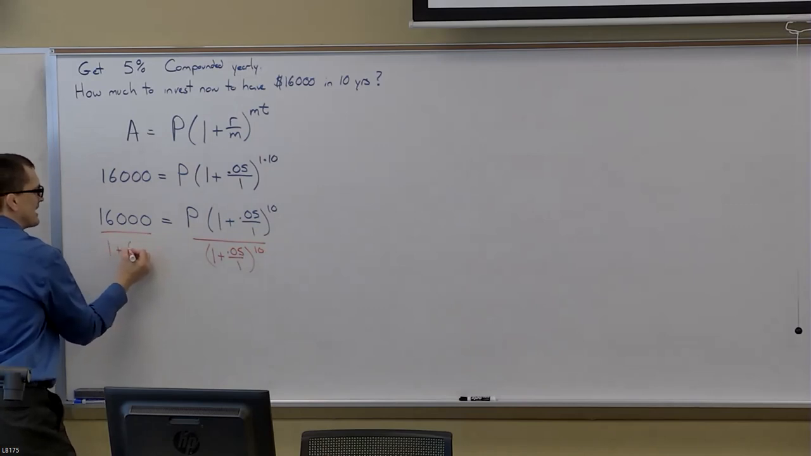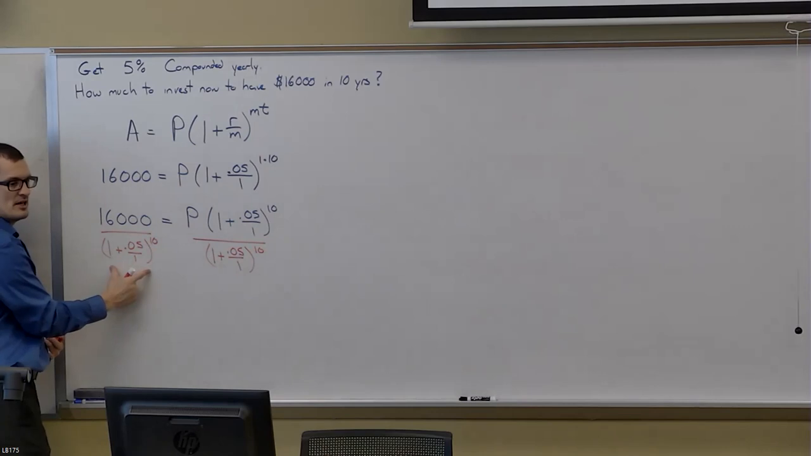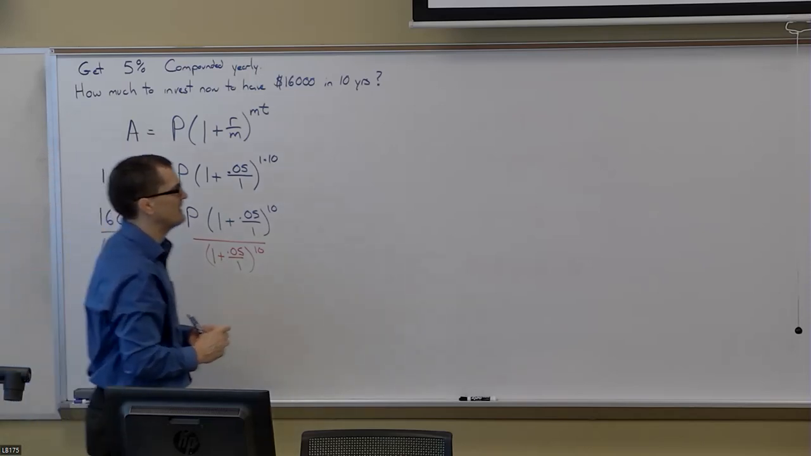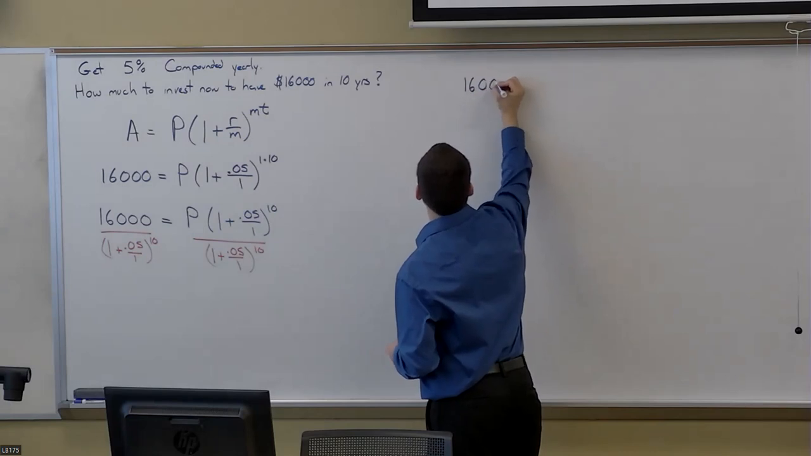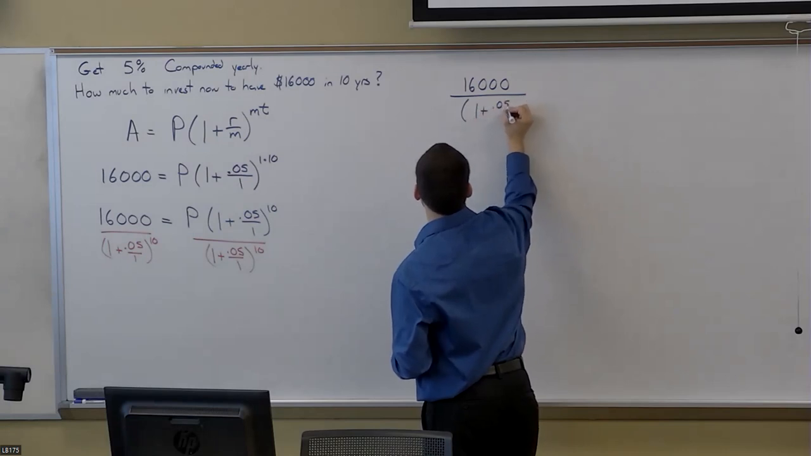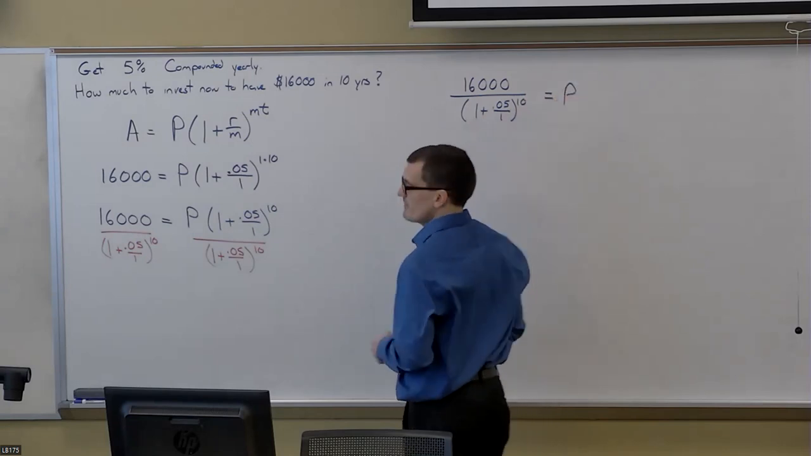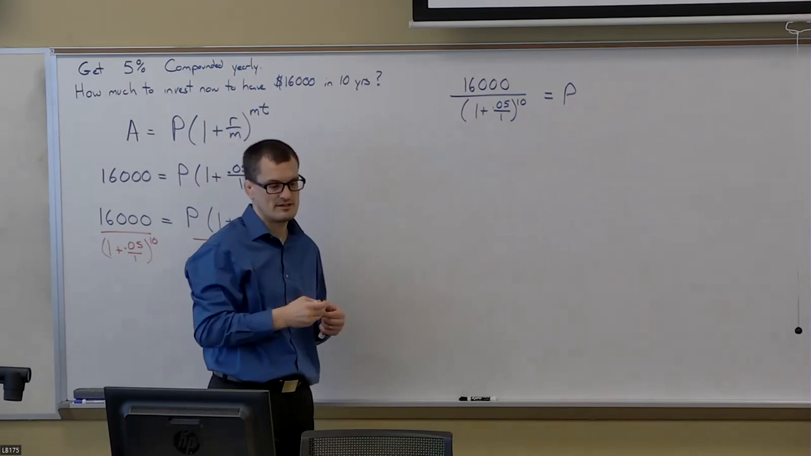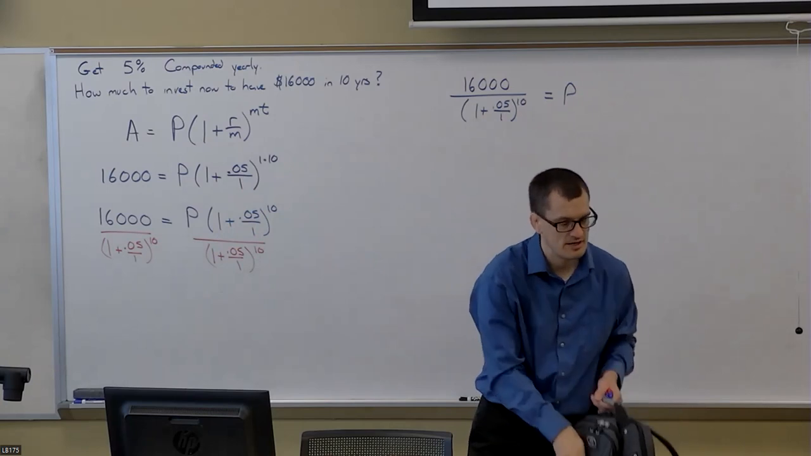Now, the reason I'm writing it like this, rather than trying to calculate that number and then divide by it, is that this number is going to have some ugly decimals in it. So it's going to be easier to type into my calculator 16,000 divided by, and then in parentheses, 1 plus 0.05 over 1 to the 10th power. And then that will be my P. So that's what I'm going to type into my calculator. Let me show you that with both calculators, how I type that in.